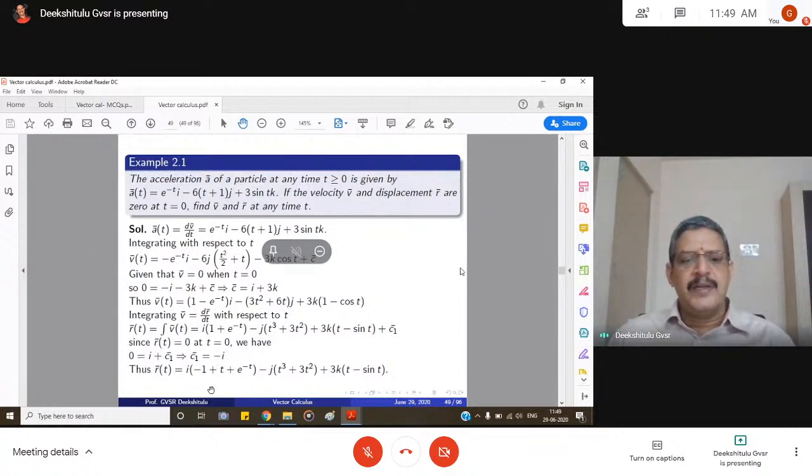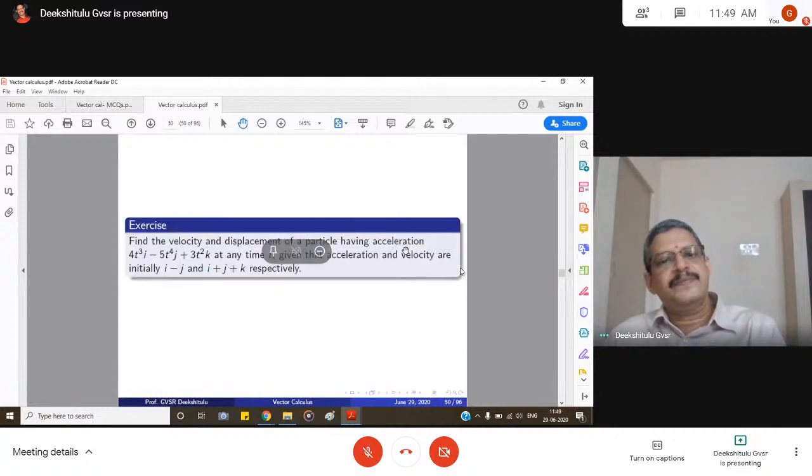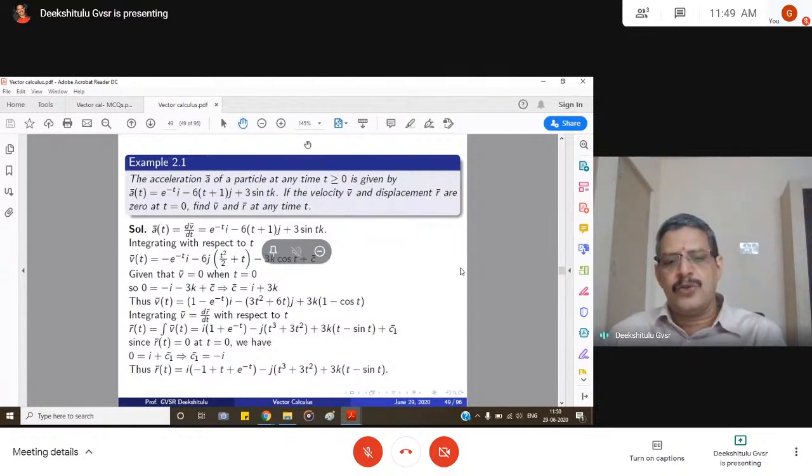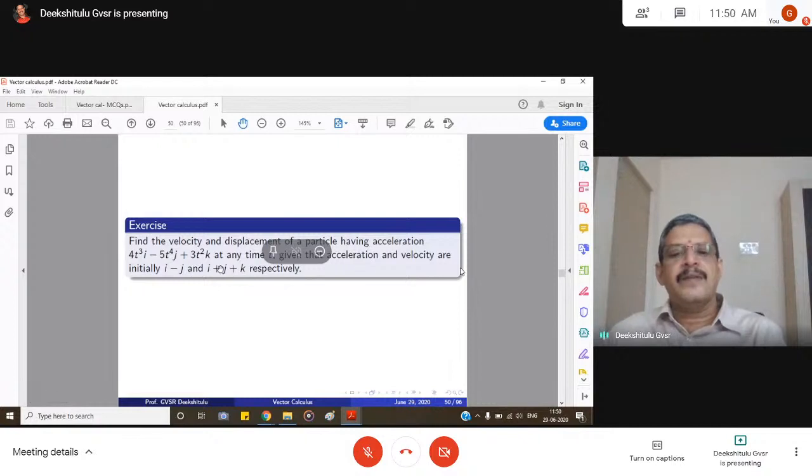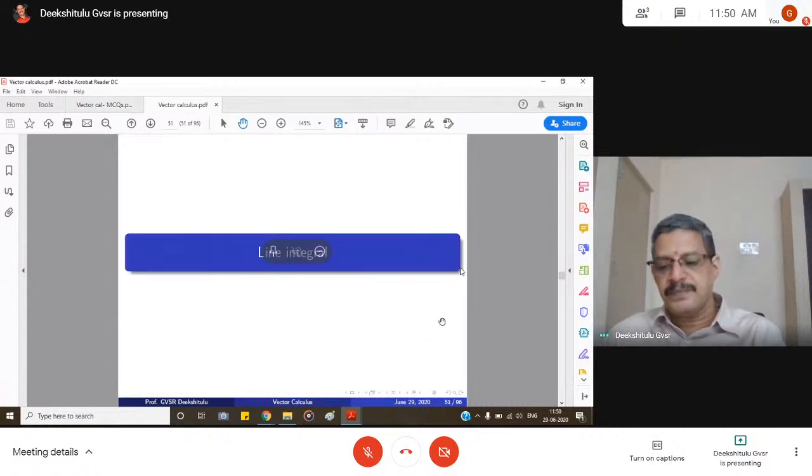Following the similar method, substitute there, we get r bar. This is a nice problem. Find the velocity and displacement of a particle having acceleration so and so at any time, given that acceleration and velocity are initially i minus j and i plus j plus k. In the previous problem, velocity and displacement were 0. Then you were asked to find the velocity and displacement position vector. Here, given that acceleration and velocity are initially i minus j, i plus j plus k respectively, you are asked to find displacement and velocity.